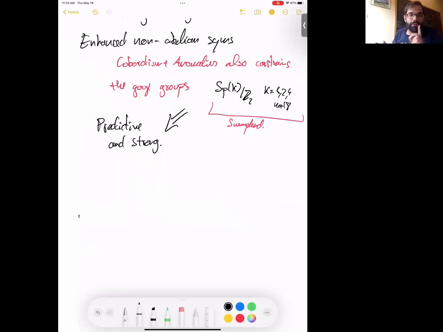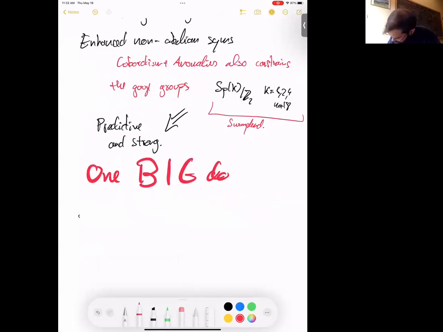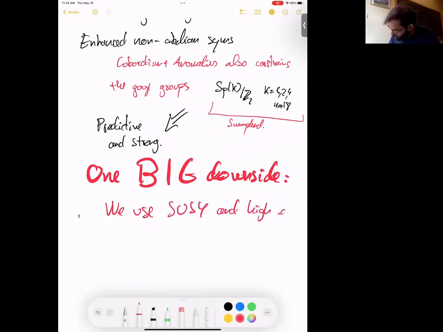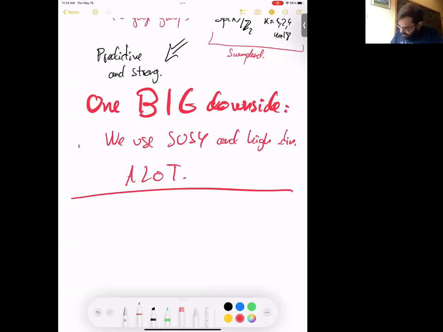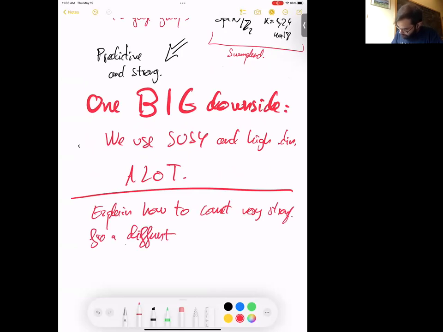Of course, it has one very, very big downside. I'm going to make very clear one big downside, which is we use SUSY and high dimensions a lot, the fact that we're in 10 and 7 dimensions. So it makes it difficult to connect to the real world. So now I'm going to change gears and explain how to connect very strongly from a different Swampland principle to the real world.